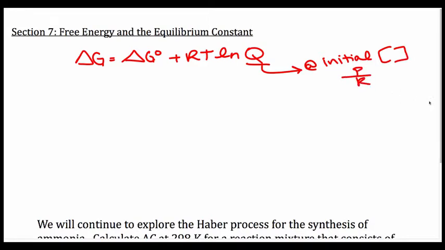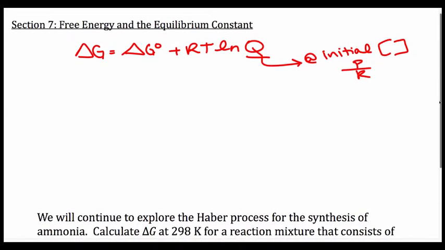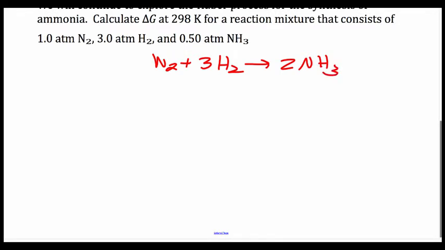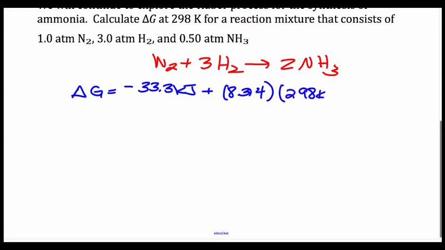We're going to continue to look at the Haber process here, which deals with the making of ammonia. We're going to calculate the delta G at 298 Kelvin for a mixture that consists of 1 atmosphere of nitrogen, 3 of hydrogen, and half of NH3. So I need to figure out my Q. Plug it in. My delta G naught from the previous problem was negative 33.3 kilojoules, plus R, and this is a joules problem, so it's 8.314, temperature is 298 Kelvin. And I need the Q.